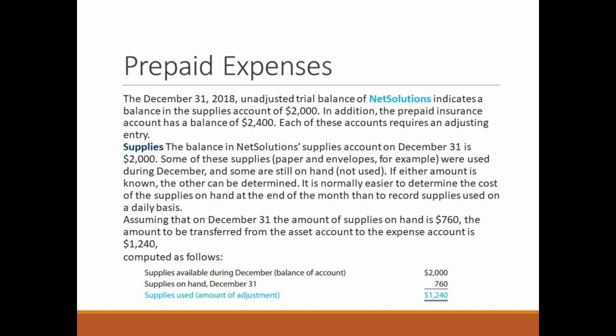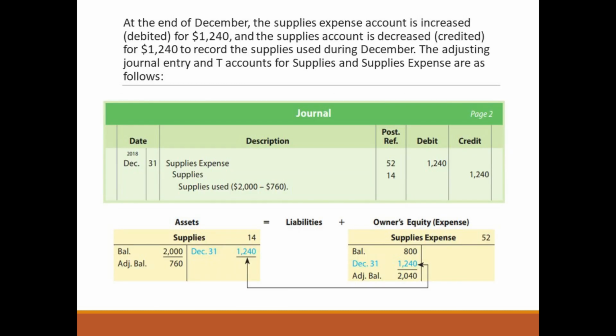Assuming that on December 31st the amount of supplies on hand is $760, the amount to be transferred from this asset account to the expense account is $1,240, computed. At the end of December, the supplies expense account is increased or debited for $1,240 and the supplies account is decreased or credited to record the supplies used during December. The adjusting journal entry and the accounts for supplies and supplies expense are as follows.